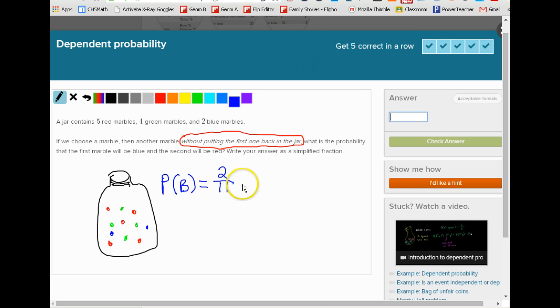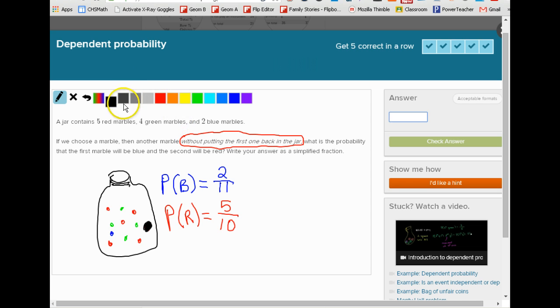But then I have a second event. And it says, what is the probability that the second will be red? So the probability that the second is going to be red is going to be equal to, well, I've got 1, 2, 3, 4, 5. And then guess what? I only have 10 left because I took a blue out. So this one would be gone. Black covers him up because he's gone. So now I only have 5 out of 10.